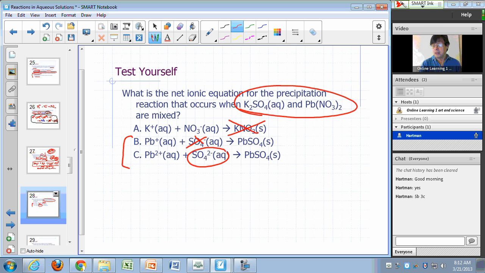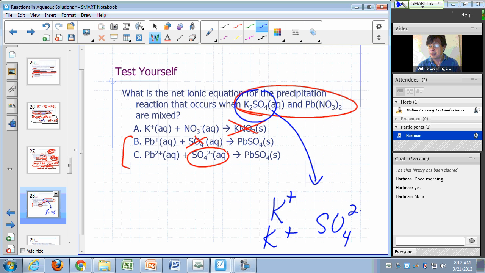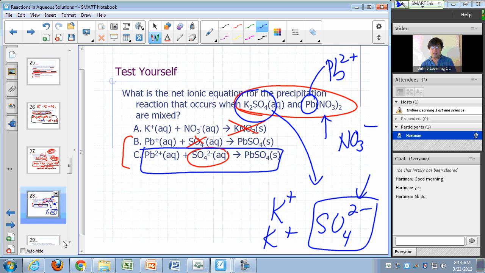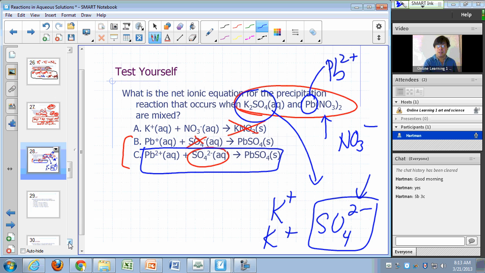And so you can see it right here from potassium sulfate, you could figure out that it is negative 2 because you have 2 potassiums and a sulfate. So the sulfate must have a negative 2 charge, okay? And here, you should really know that sulfate is SO4 with a negative 2 charge. And you should also know that nitrate has a negative 1 charge, so that this lead right here must have a plus 2 charge. So the precipitation reaction, the net ionic equation, is Pb2+ plus sulfate gives you lead sulfate solid, PbSO4. Correct answer is C.